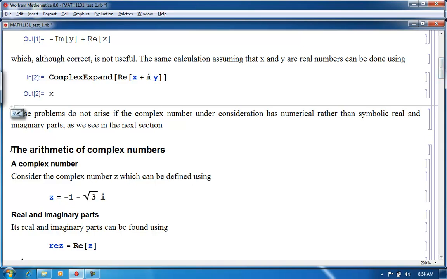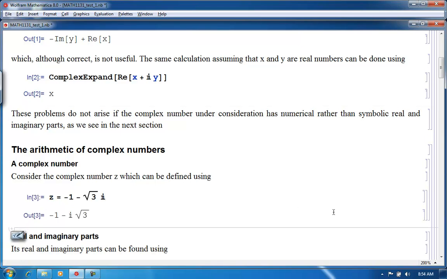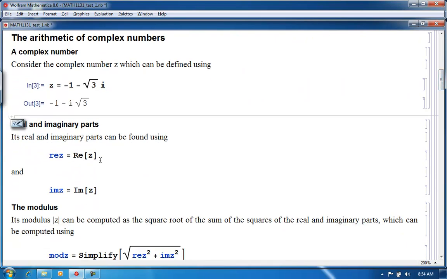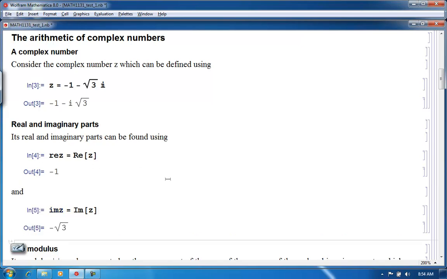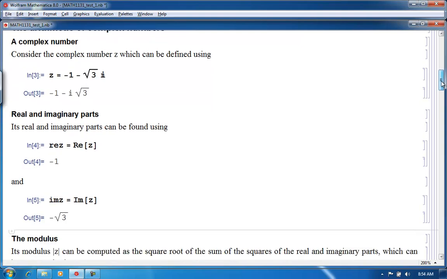Now let's do a little bit about the arithmetic of complex numbers, because many of these test problems are about that. So let's start off with a complex number, which is z equals minus 1 minus root 3 i. The first thing we want to do is to calculate its real and imaginary parts, and we can do that with the functions Re of z, which produces the real part, and the imaginary part. And you can see I've given those names of z.